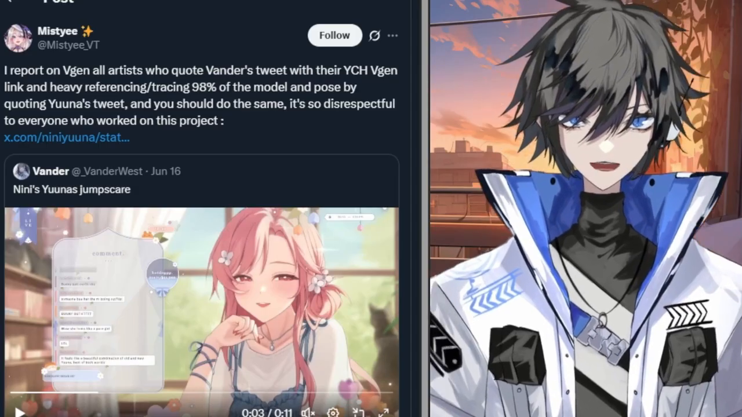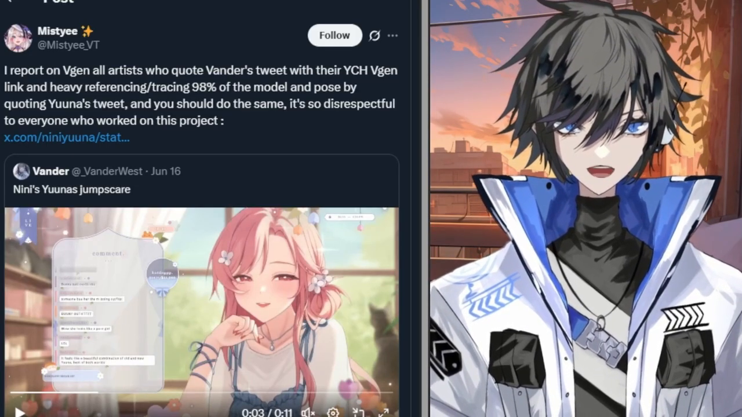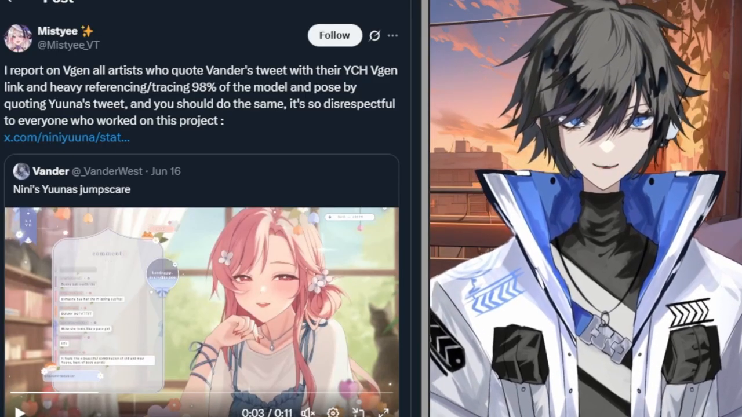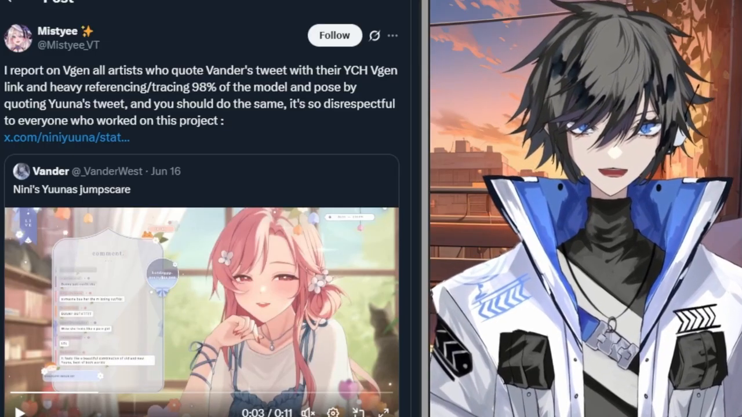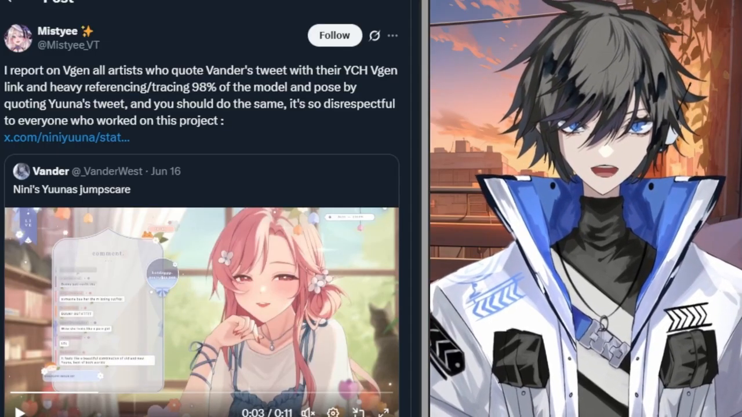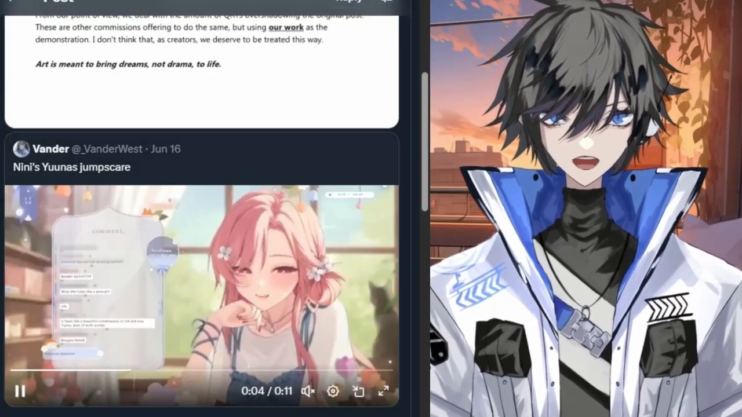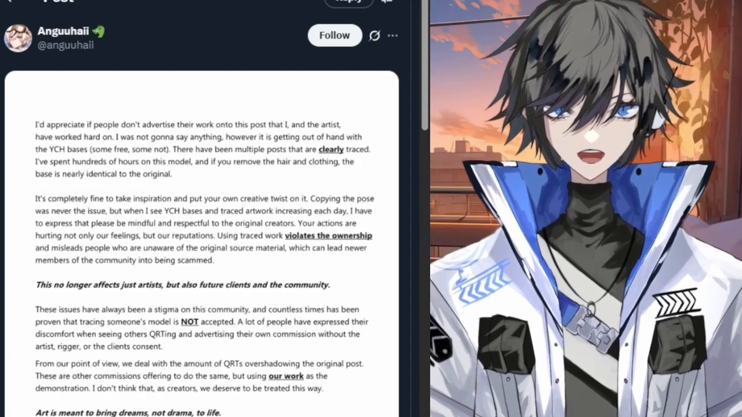I don't necessarily, but he's saying, I report on VGen all artists who quote Vander's tweet with their YCH VGen link, heavily referencing and tracing 98% of the model and pose by quoting Yuuna's tweet. And you all should do the same. It's so disrespectful to everyone who worked on this project. This is Anguhai. This is the person responsible for making the rig for this toggle model right here. Anyway, let's see what he has to say.